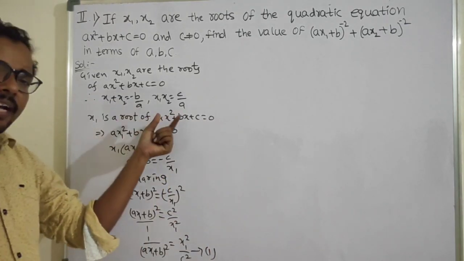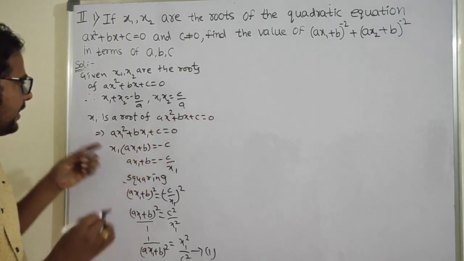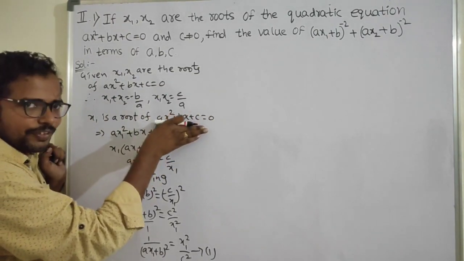Here x1 is a root of ax square plus bx plus c equals 0. Then x1 should satisfy this equation.